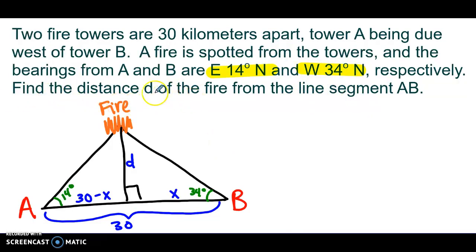Now it says find the distance D of the fire from the line segment AB. So if I'm finding the distance from the fire to this line segment, obviously I'm finding the height of the altitude. Okay, so now that we have this diagram set up, let's have you think of a creative way to solve for D. Okay, so go ahead, put me on pause, and then we'll check your work.